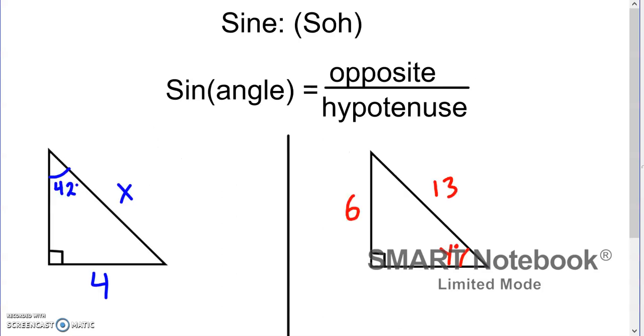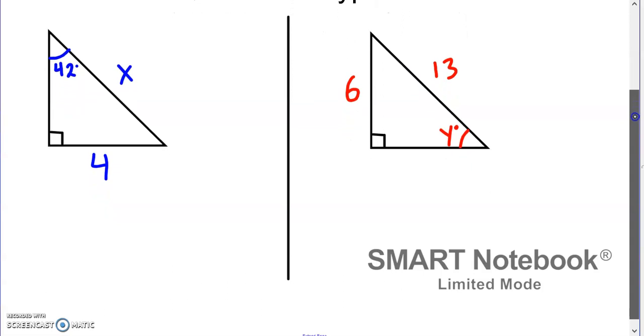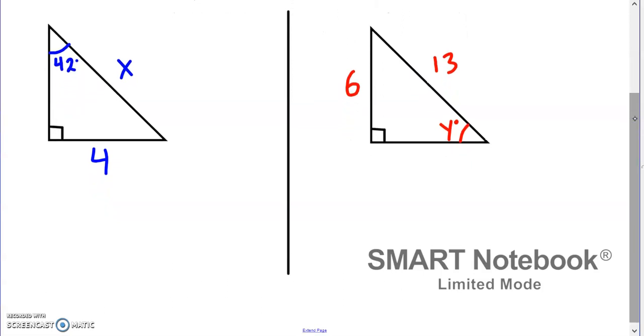Here we go. So the first example we're going to go through is the sine, or the SOH, right? So it's always the sine of the angle is equal to the opposite over hypotenuse. So let's go through two examples, one on how to use the sine operation and then the inverse operation.